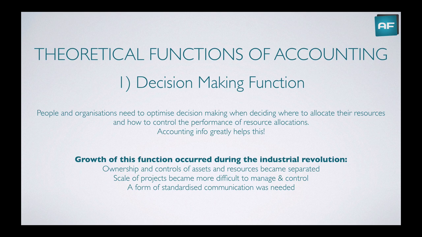So all those easy things we could do in the past by looking out the window and telling our kids what to do, or doing it ourselves and watching over it, it was impossible once the Industrial Revolution occurred. So we needed a form of standardized communication. We needed to know, what was my factory doing in the south of the country last month? What about the north of the country? How did the factory in the north compare to that in the south? So the accounting information became that standardized communication method, both to make decisions and control our decisions.